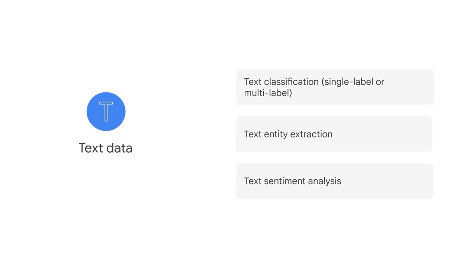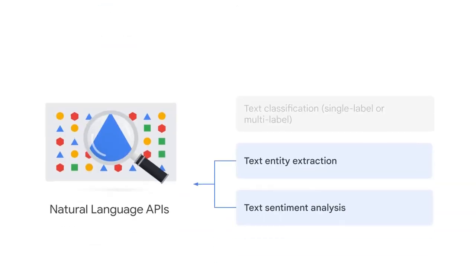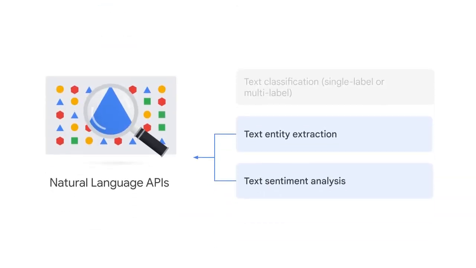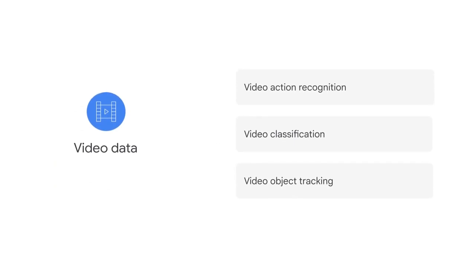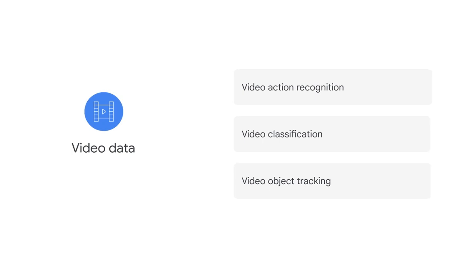For text data, you can train the model to classify text, extract entities, and conduct sentiment analysis. Do these tasks sound familiar? Right. You learned about entity extraction and sentiment analysis when you explored natural language APIs in the previous module. Finally, for video data, you can train the model to recognize video actions, classify videos, and track objects.